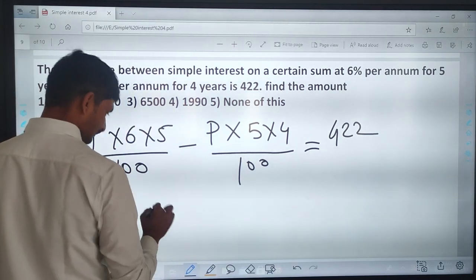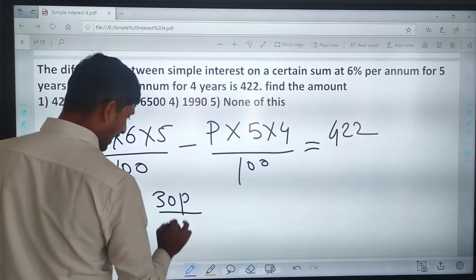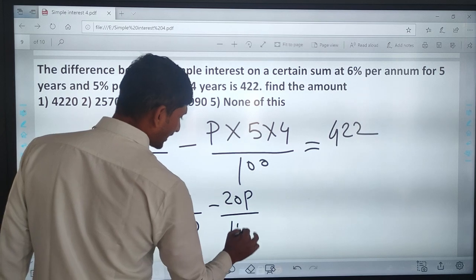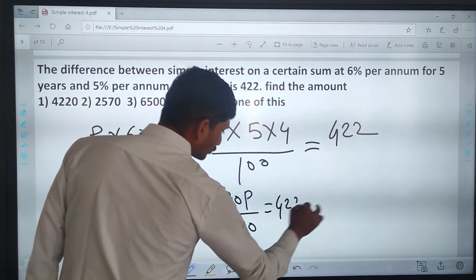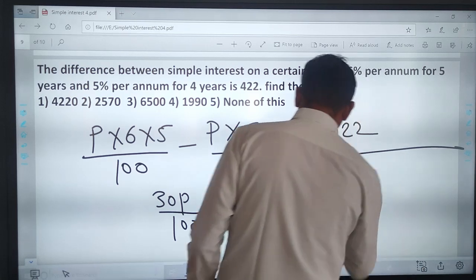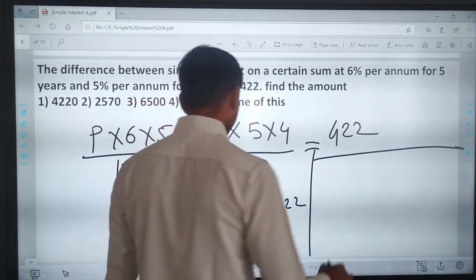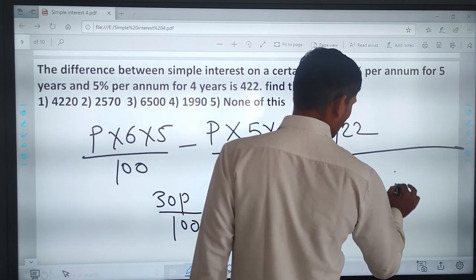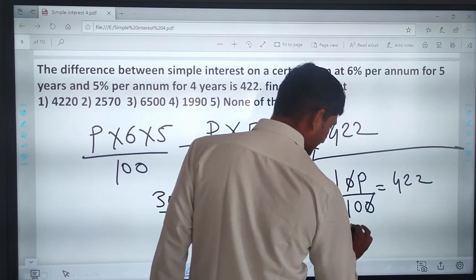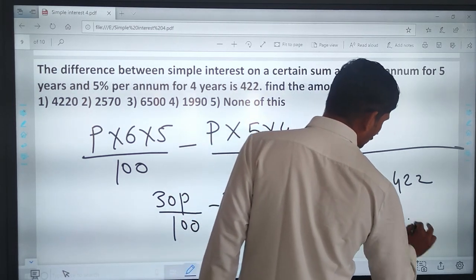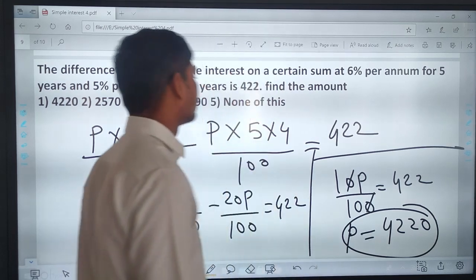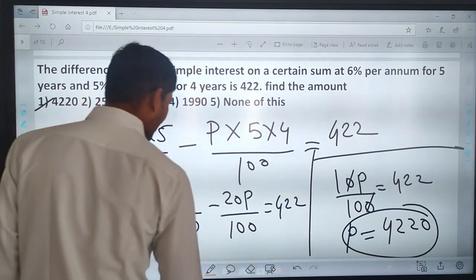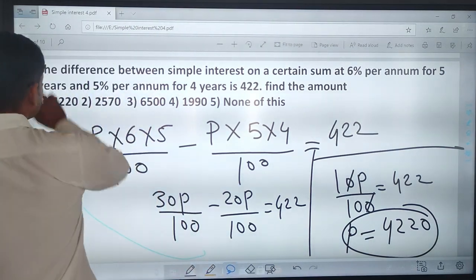Now we write 30P upon 100 minus 20P upon 100 is equal to 422. Now solving this, 30 minus 20 is 10P upon 100 is equal to 422. The 0s get cancelled. Then the value of P is 4,220. Your value of principal is 4,220. Now next.